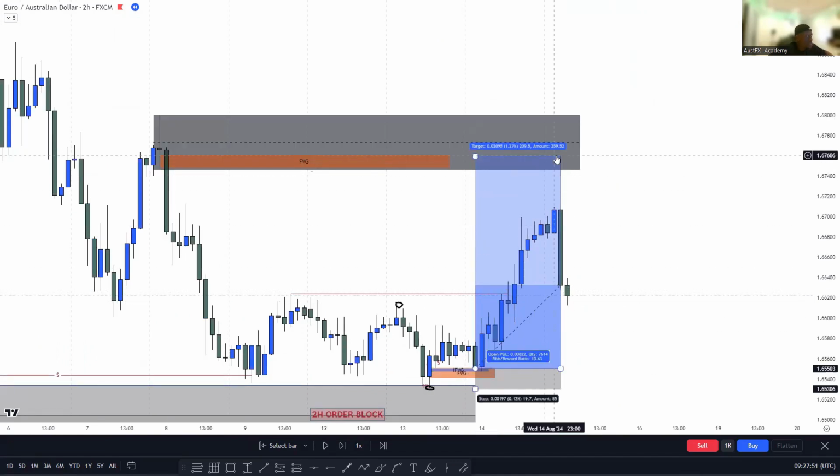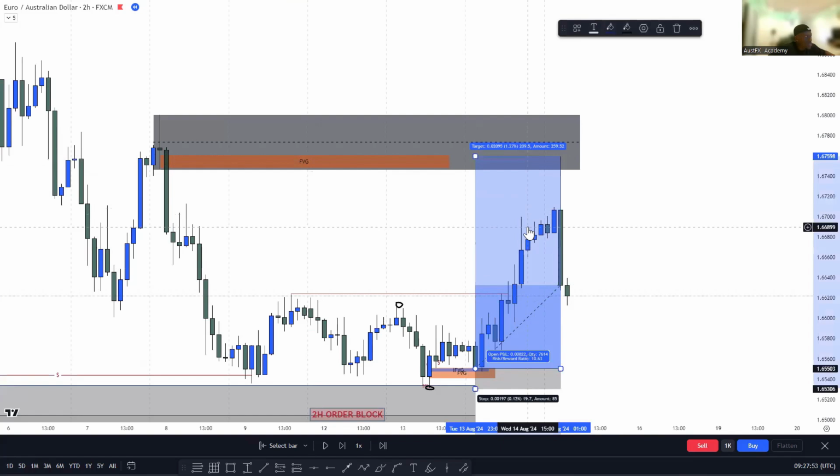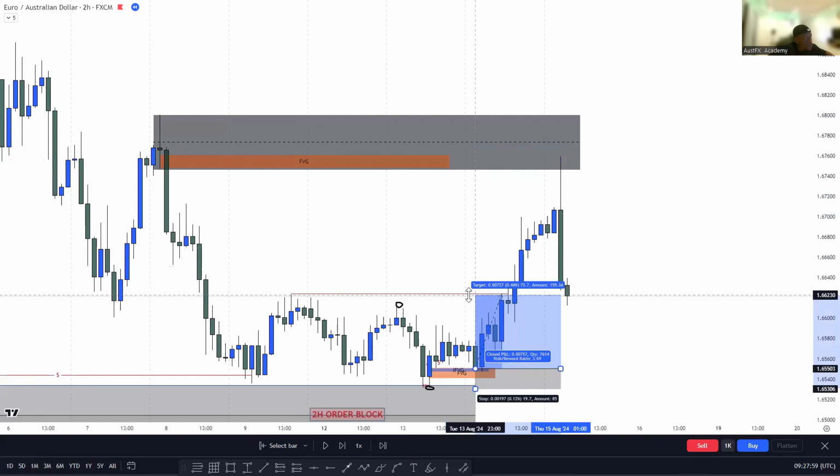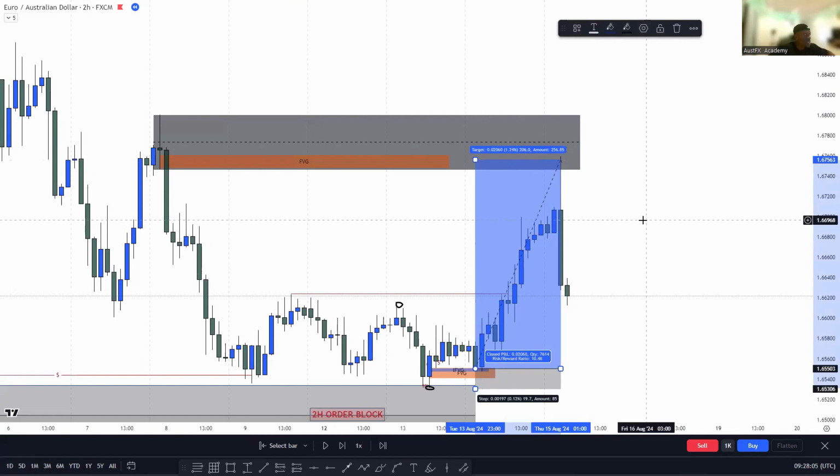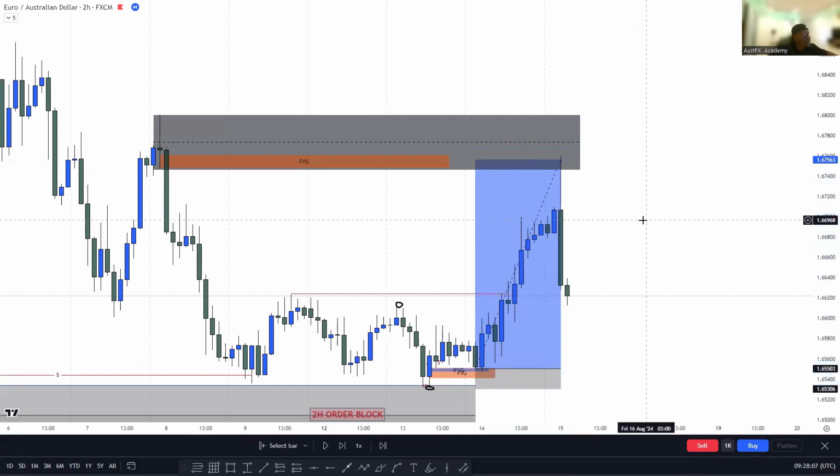So when taking this entry, we need to find a very reasonable zone to pick our take profits, and that's basically here, which gave us almost 1:10 risk to reward. And our first take profit was about 1:3.5 risk to reward. So guys, this was basically how I took my entry on Euro AUD.